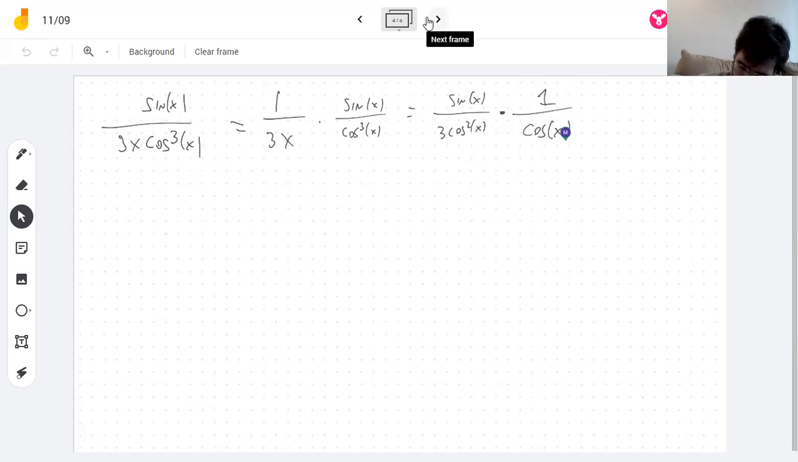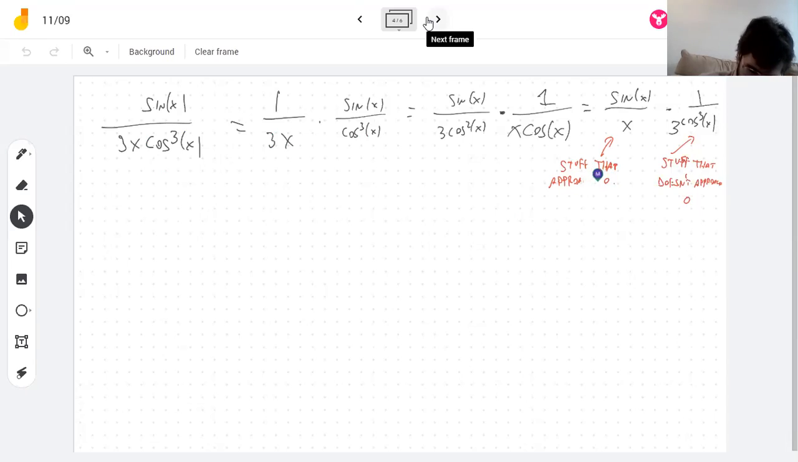For example, like this, with an x here, or with an x on the other side. All of these are the same because when you multiply two fractions, you multiply numerator and denominator, or you could even split it into three. But what I did was split it into stuff that approaches zero, stuff that doesn't approach zero, and stuff that does. And then the limit laws tell you if you find the limit of two things, the limit of the product is the product of the limits.